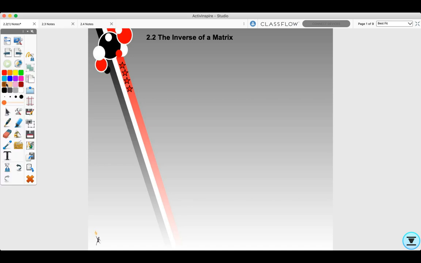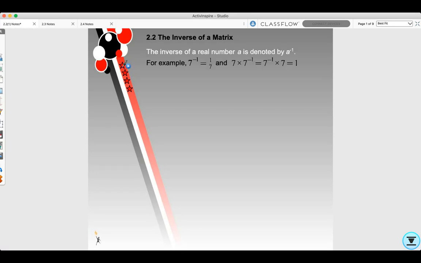Today we're doing section 2.2, the inverse of a matrix. The inverse of a real number a is denoted by a inverse. For example, 7 to the negative 1, or 7 inverse, would be 1/7. And 7 times 7 inverse equals 7 to the negative 1 times 7, which equals 1.